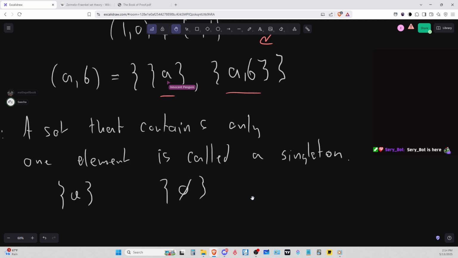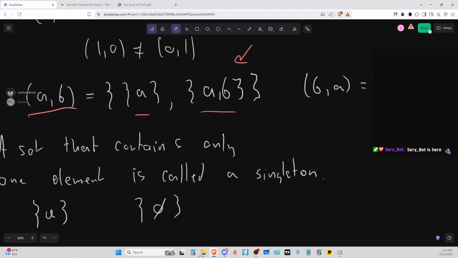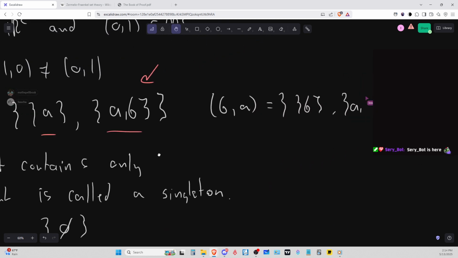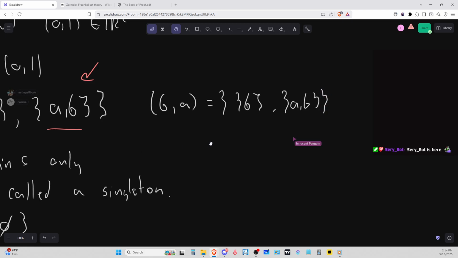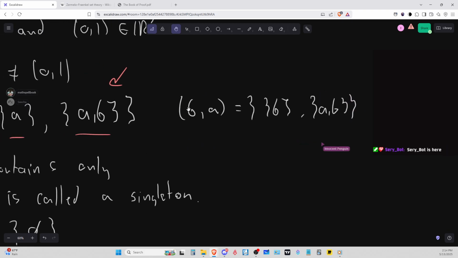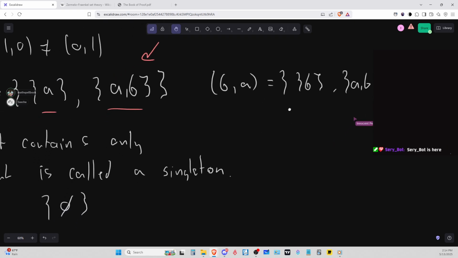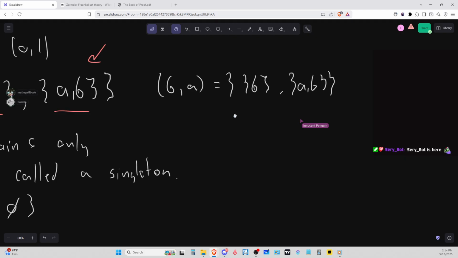Because I want to be able to distinguish between AB on the left, with A first and B second, and BA. If we look at BA using this definition, it will be {B}, {A, B}. Oh, okay. Basically, the first one is the one that's in the singleton. Yeah, exactly. That's the point. So it allows you to distinguish between AB and BA.